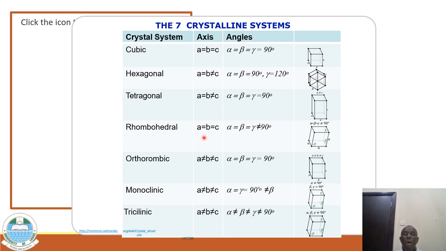Rhombohedral is like cubic. All the sides are equal. All the angles are equal, but they are not 90. Orthorhombic.